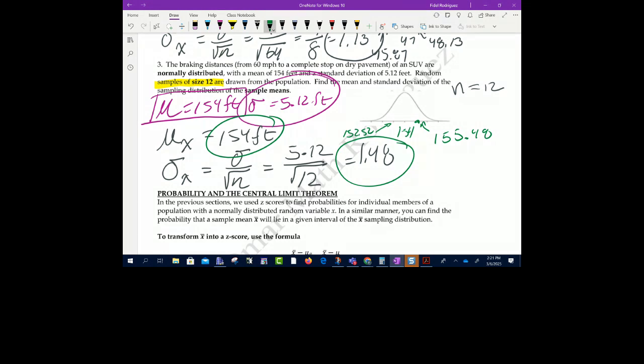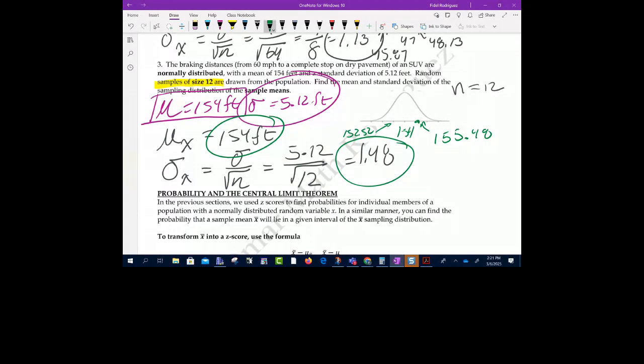So again, y'all, what are we saying now? If we took 12 SUVs, the average it's going to take for them to stop would still be 154 feet, but there would be less spread, right? It wouldn't be plus or minus 5.12, it'd be plus or minus 1.48 feet. That's all we're saying here. So I'm not really doing anything different other than that one thing in how I find my standard deviation, okay?